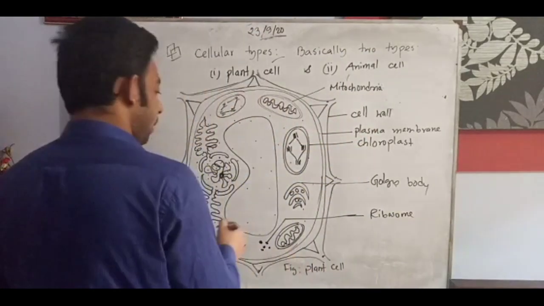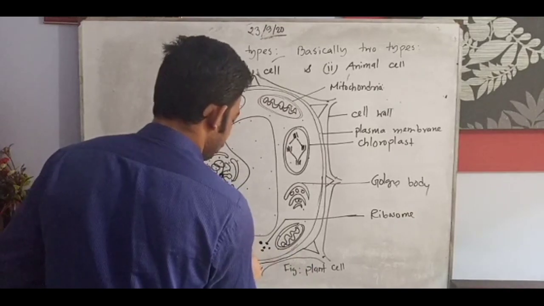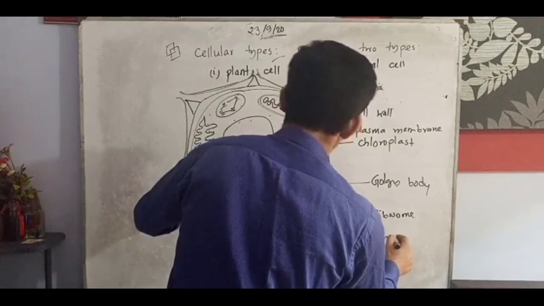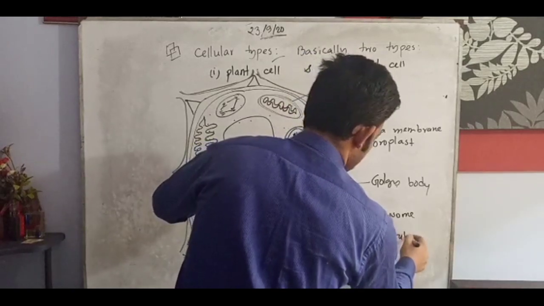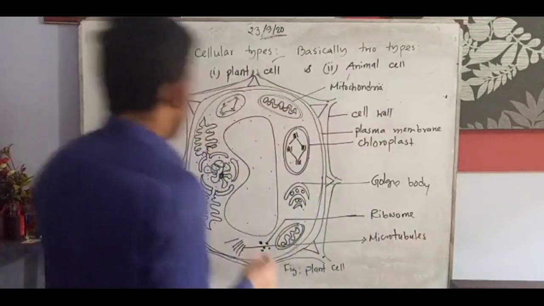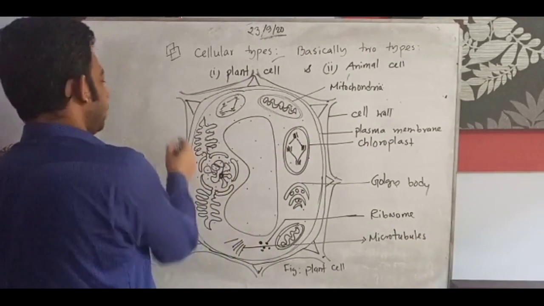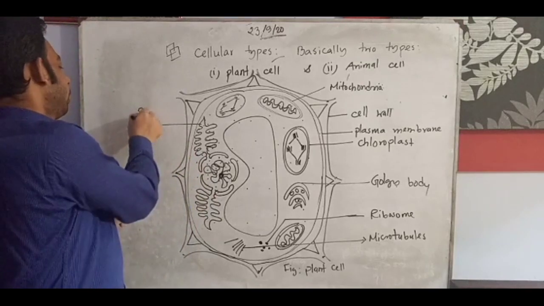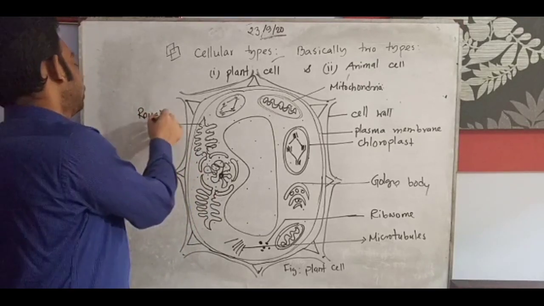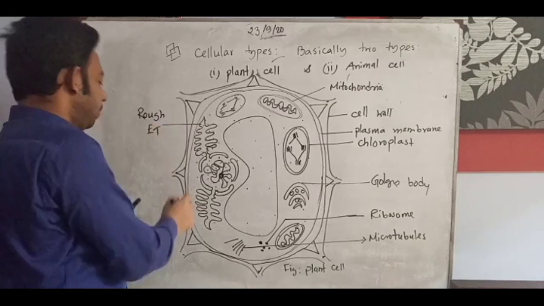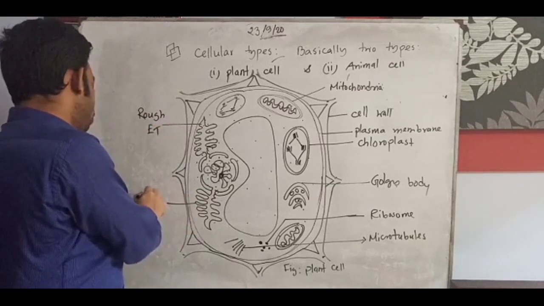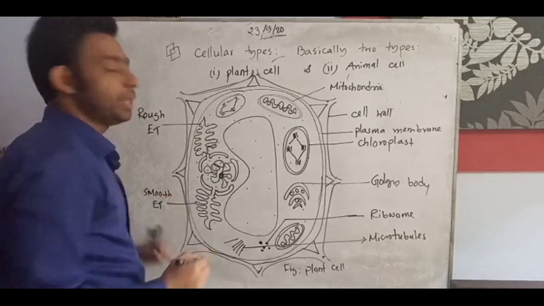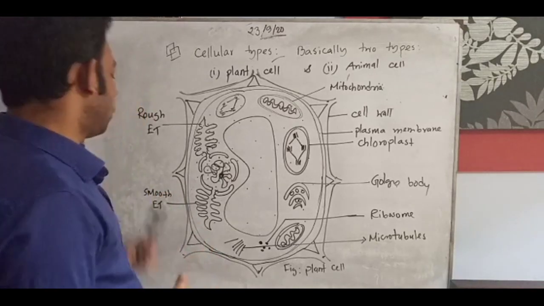Then you can write the microtubules. This one is the microtubules. And from this part we can connect the rough endoplasmic reticulum. You can write there rough ER, endoplasmic reticulum. This is the smooth endoplasmic reticulum. I write the short form of endoplasmic reticulum as ER. Okay, so smooth endoplasmic reticulum.